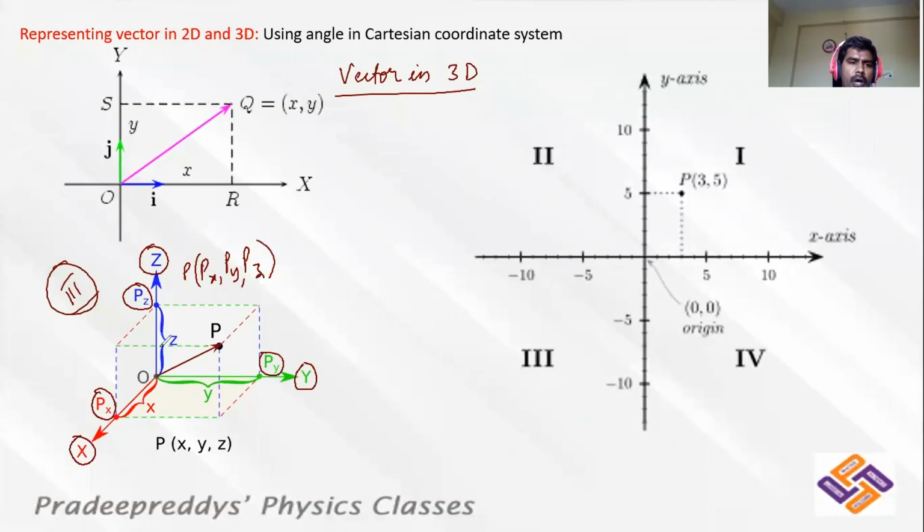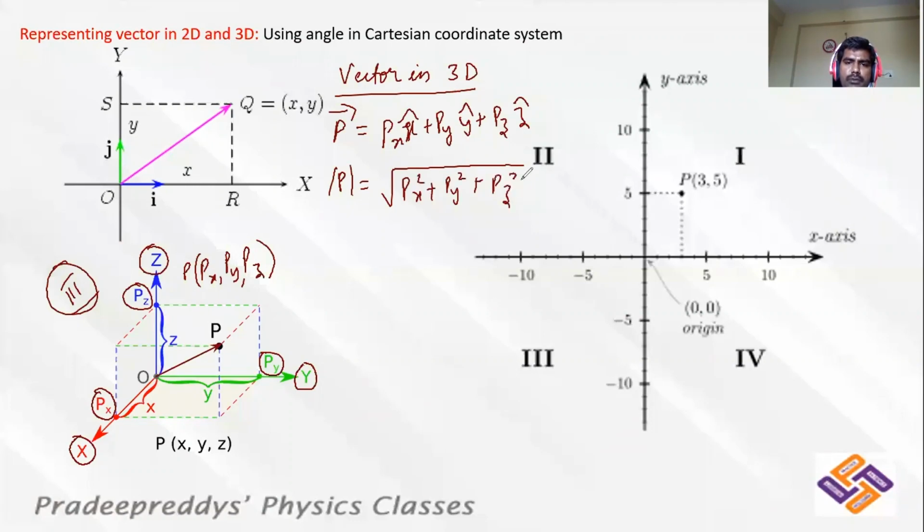Okay. Now how do you represent this P bar? P bar is equal to Px, and this is along the x-axis, plus Py, this is along the y-axis, plus Pz, it is along the z-axis. That is how you will represent a vector. Now how to find out its magnitude? The magnitude of P is equal to the square root of Px squared plus Py squared plus Pz squared.